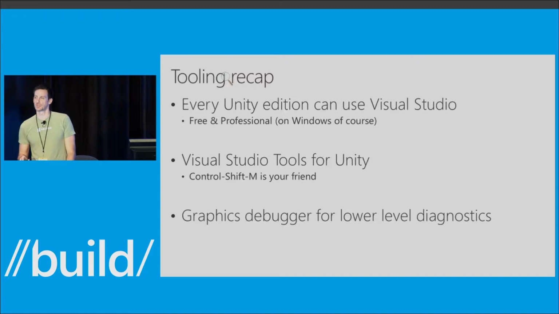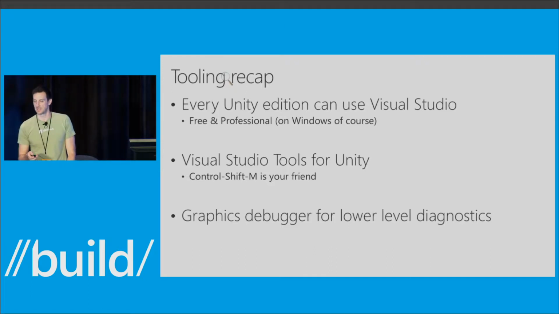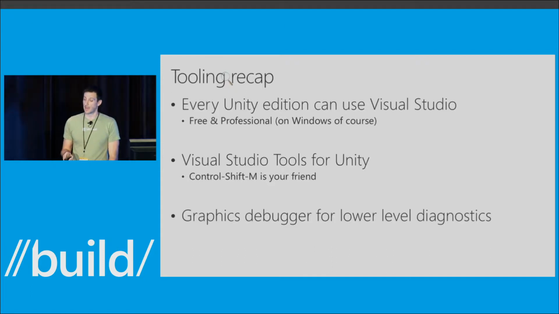Control-Shift-M in the Visual Studio Tools for Unity is one of the best things, because I always forget the method signatures. That gives you all the generated lists, and you can just click one, and it generates that code for you. And the graphics debugger is for low-level diagnostics. Unity actually has, as of version 5, a frame-level debugger built in, but the Visual Studio one gives you so much cool information.